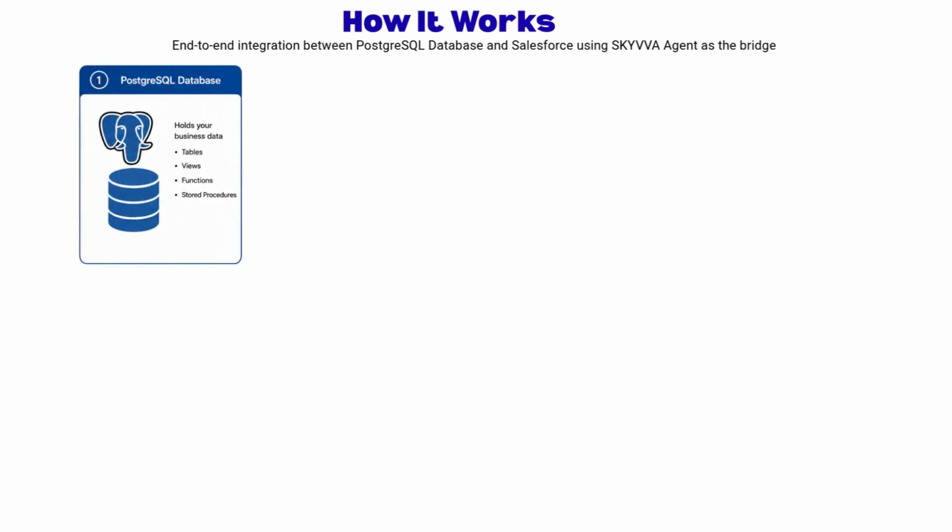Step 1. Business data in PostgreSQL. The integration begins with the PostgreSQL database. This is where business data such as customer information, products, orders, and other business records are stored. At this stage, PostgreSQL acts as the source system for inbound integration.